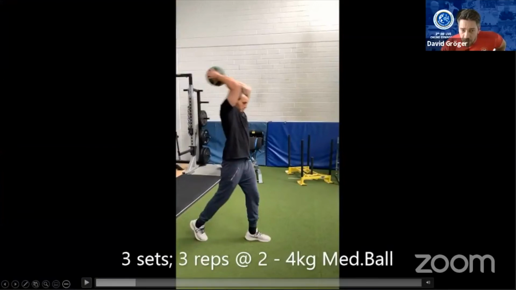Here, oh, this is stopped perfectly. Here you see he's slamming the ball into the ground, and for that he also needs to activate this whole kinetic chain.